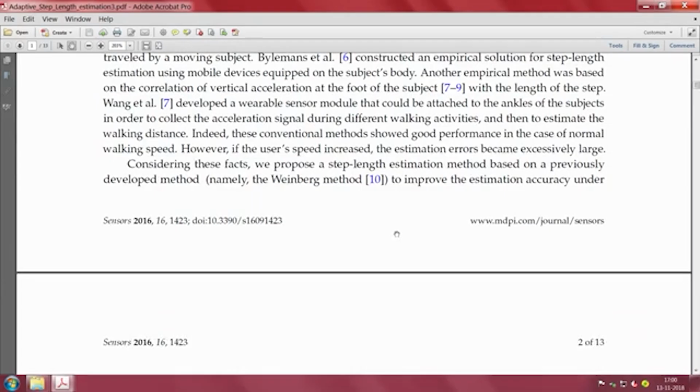So considering many problems that are there, this step length estimation method is based on a previously developed method, particularly Weinberg, which you should now have by heart, which is quite straightforward. What will you do? 4th root of open bracket a max minus a min, you close the bracket, right, into n, that is for the number of steps that you take, into k, right, that is as simple as that, and k is something that you have to tune for every individual, and then you have a very good estimation of the stride length.